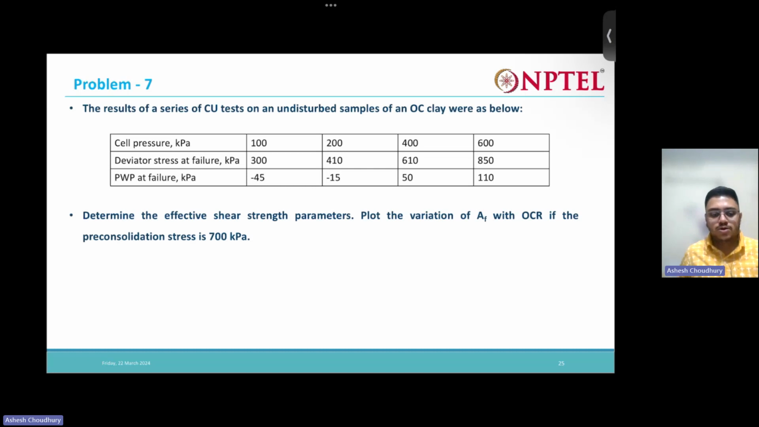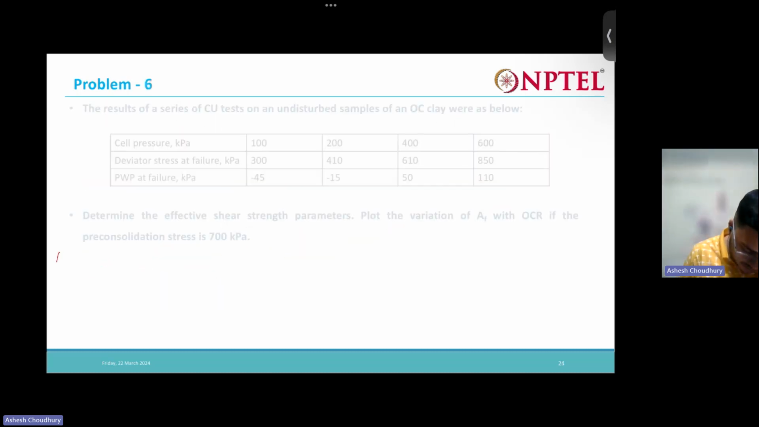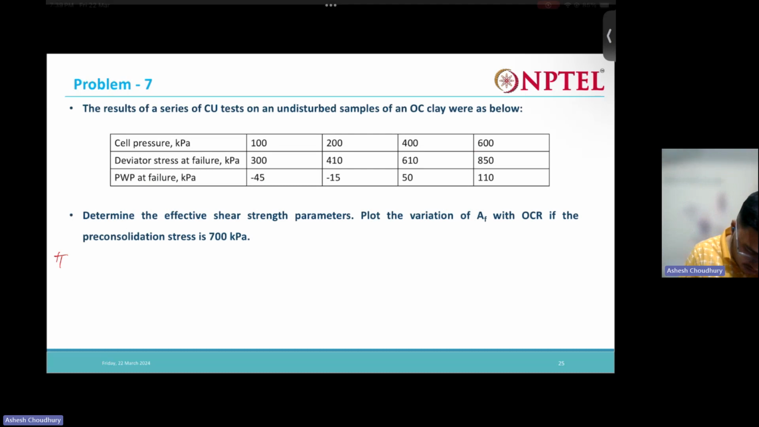So, were you able to do that? Yes or no? So I just told you to write the test numbers. Sorry, just make a table.